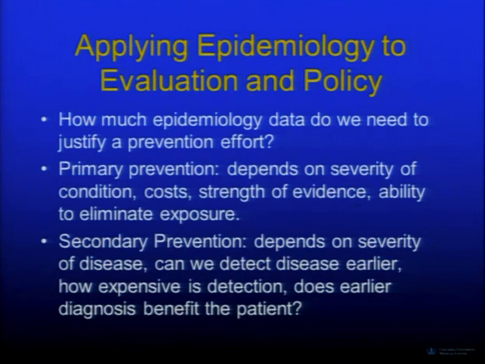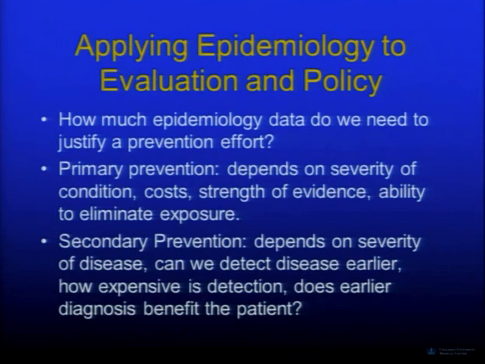Secondary prevention is really trying to identify the disease at an earlier stage. That would again depend on the severity of the disease. Can we detect the disease earlier? How expensive is the detection? And does earlier diagnosis benefit the patient? Some of the same questions that we brought up last week, because a lot of secondary prevention is the institution of screening programs.